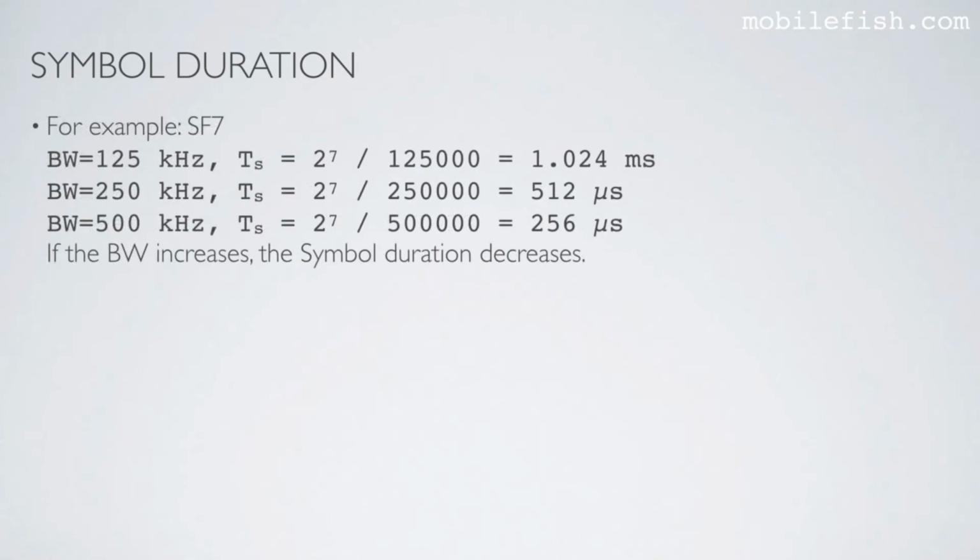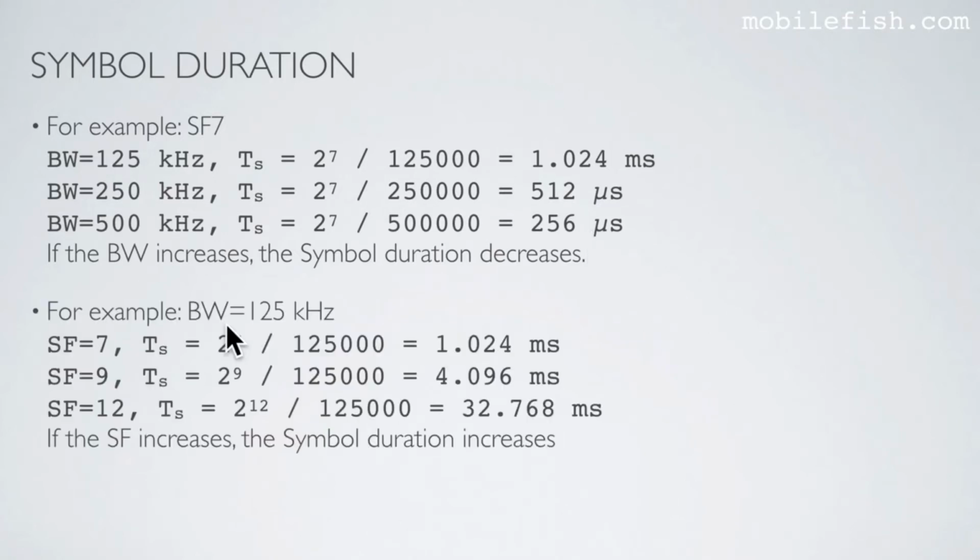For example, the spreading factor is 7. Here are different bandwidths and the corresponding calculated symbol durations. As you can see, if the bandwidth increases, the symbol duration decreases. Here's another example. The bandwidth is 125 kHz. Here are 3 different spreading factors and the calculated symbol durations. As you can see, if the spreading factor increases, the symbol duration also increases.